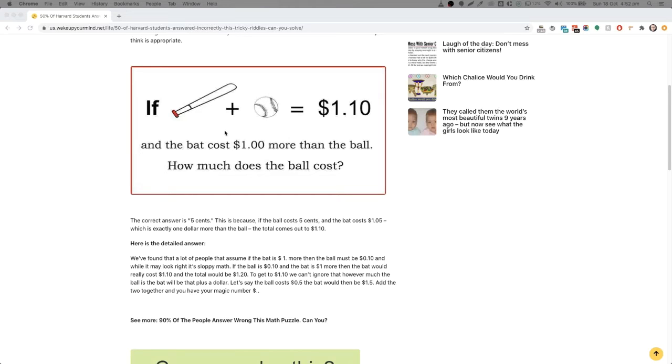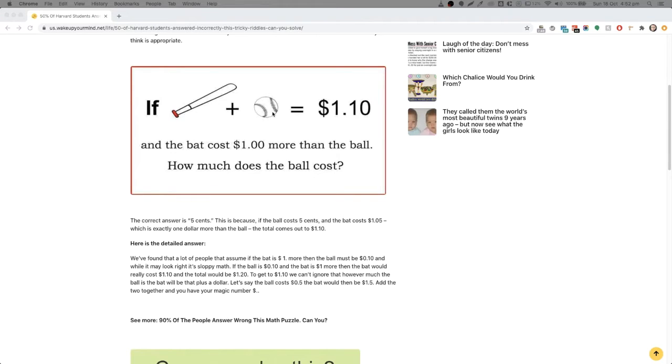Question on the surface is very simple. It says a bat plus ball costs $10, and we know that the cost of the bat is $1 more than the ball. And if the total cost is $10, then how much should the ball be?